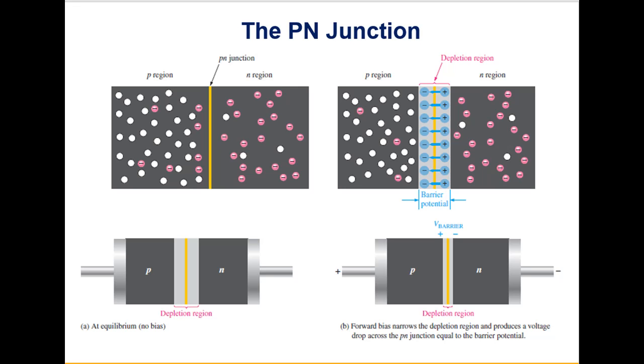Also, the resulting heat from the unlimited current will permanently damage the diode. The breakdown voltage is specific to each diode make. This is how current flows through a P-N junction.